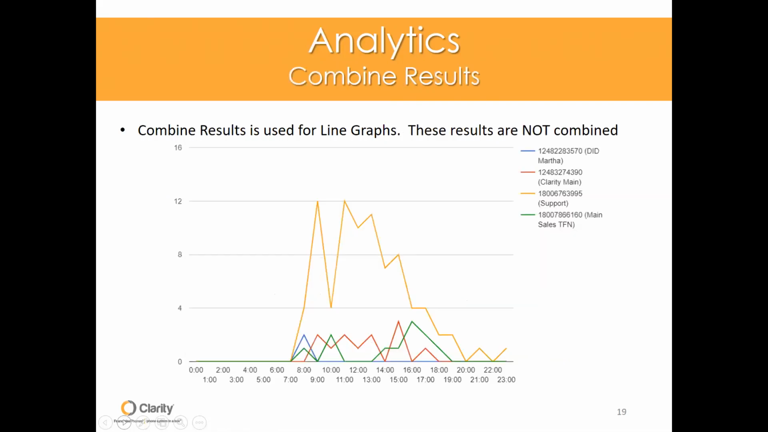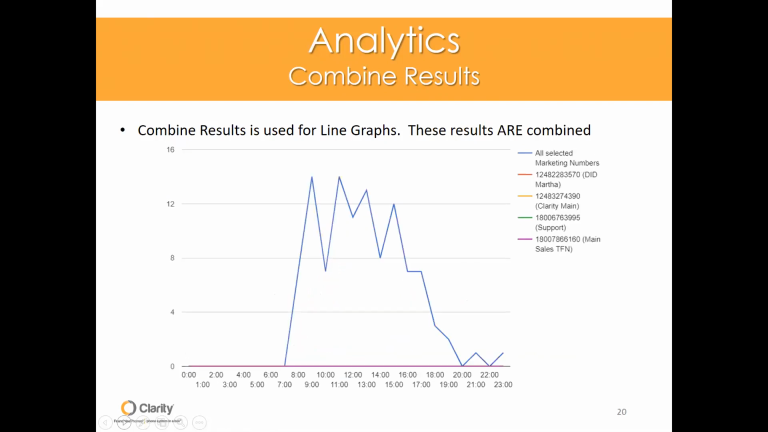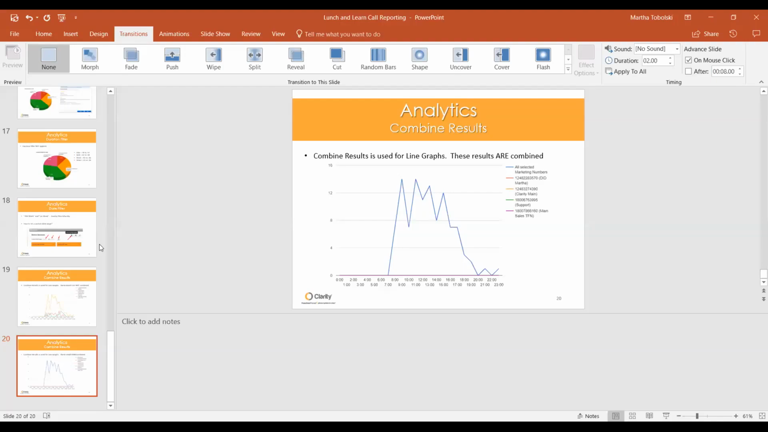There's also another filter. It's called combined results. I know you guys have seen that in analytics. And you use combined results when you do line graphs. So, for example, I wanted to see how many inbound calls for all of those phone numbers, and you have all the different lines. A lot of times, it's just easier if you check combined results and you've got just one nice graph. So, frankly, that's what that means. Let me go through analytics and show you real quick.